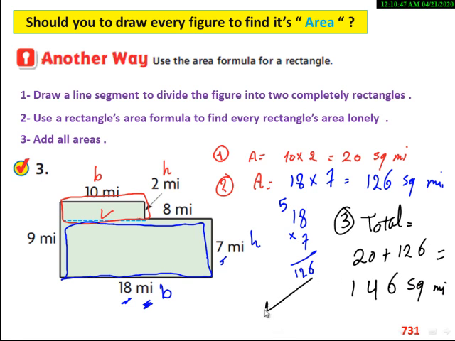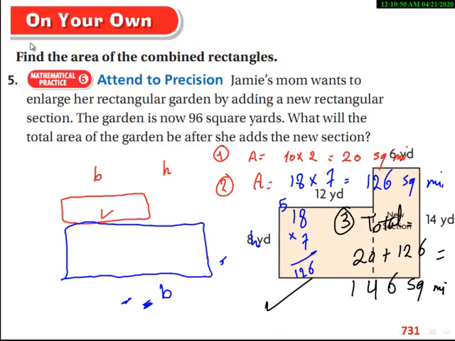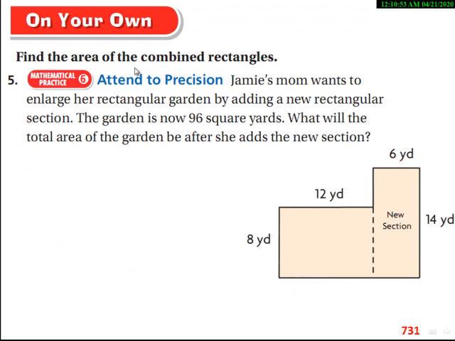Now, you are super if you understood this lesson. On your own part, find the area of the combined rectangles. As you see in this figure, Jim's mom wants to enlarge her rectangular garden by adding a new rectangular section. The garden is now 96 square yards. What will the total area of the garden be after she adds the new section?